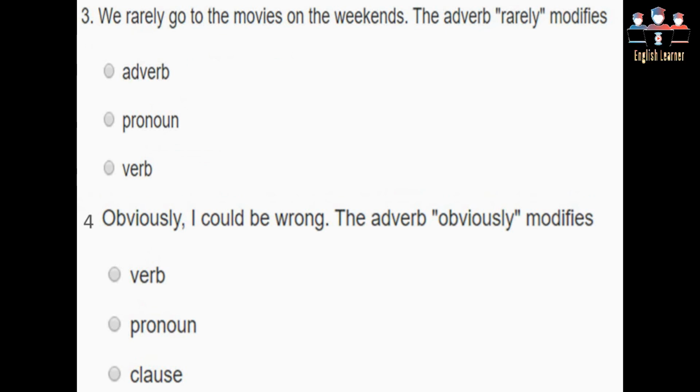Quiz number 3. We rarely go to the movies on weekends. The adverb rarely modifies: Option 1, adverb. Option 2, pronoun. Option 3, a verb. Quiz number 4. Obviously, I could be wrong. The adverb obviously modifies: Option 1, a verb. Option 2, a pronoun. Option 3, a clause. Let me tell you that a clause is the set of subject plus verb.